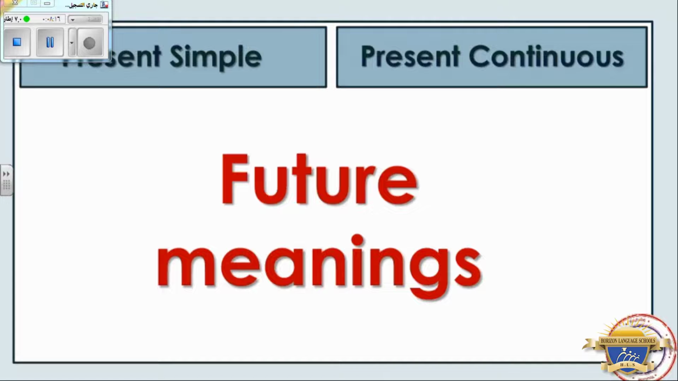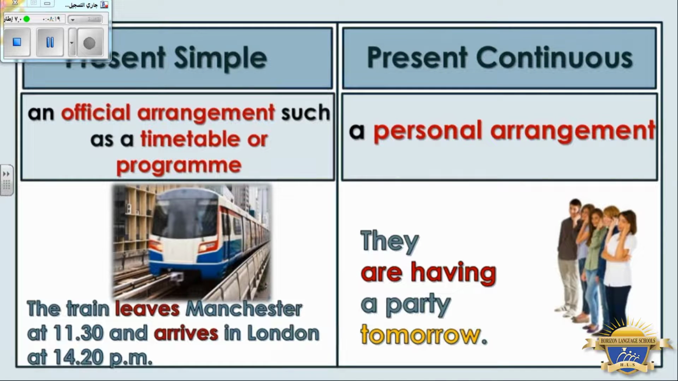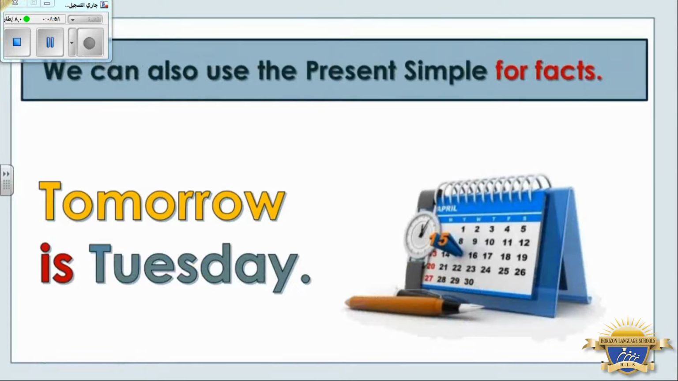And both tenses can be used for future events. When you have something that's arranged, you should use the present progressive, as in the second example. So they are having the party tomorrow. So this is something already arranged. We planned this before, everything is ready. While if you're talking about something using the timetable, you have to use the present simple, like the train leaves Manchester at 11:30 and arrives in London at 14:20 p.m. So when you have a timetable, you should use the present simple. When you are talking about personal arrangements, you should use the present progressive.